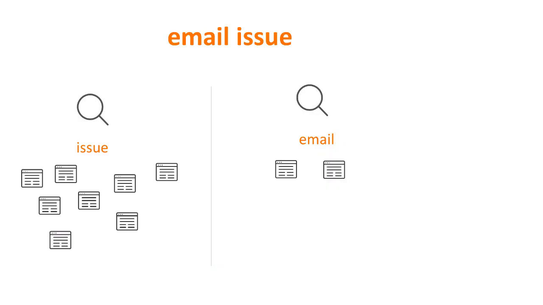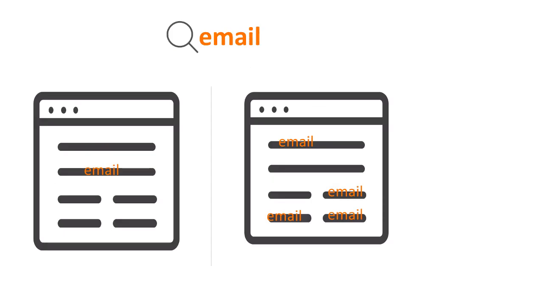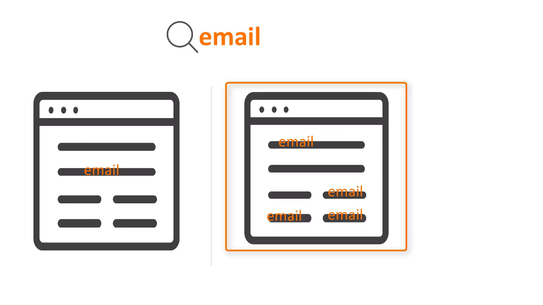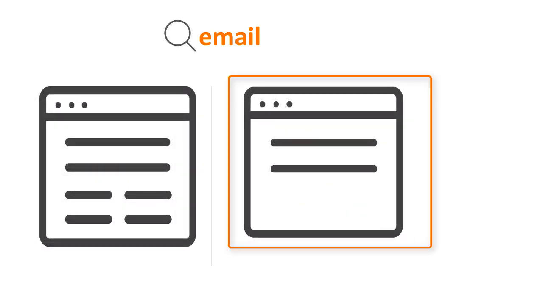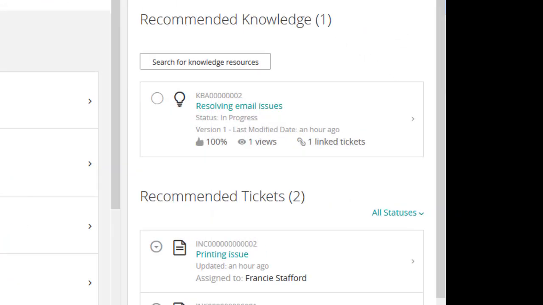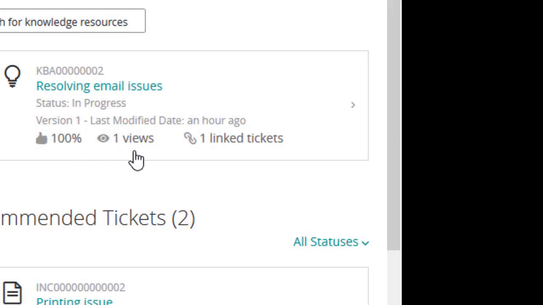The terms that find a smaller number of records are considered more relevant than those terms that find a larger number of records. The number of times a search term appears in a record increases the score for that record. Records with shorter text are considered more relevant than records with longer text. Some fields, such as the title, are ranked higher than other fields. Knowledge articles that are viewed or linked frequently might be ranked higher than other articles.